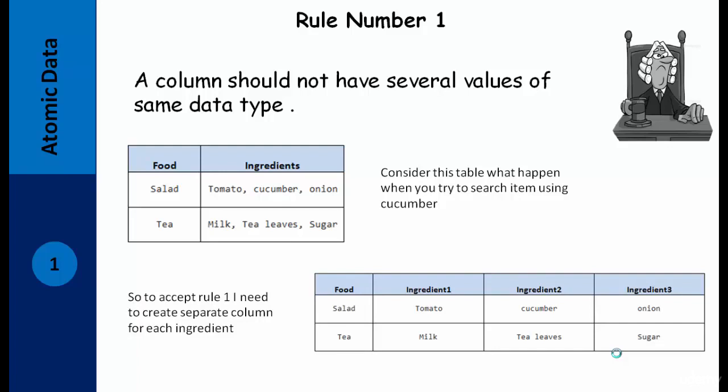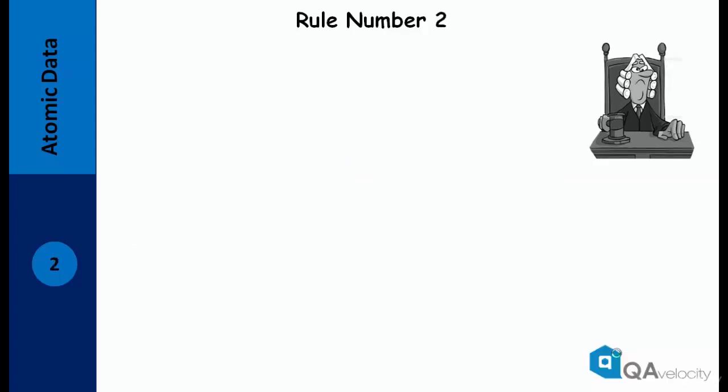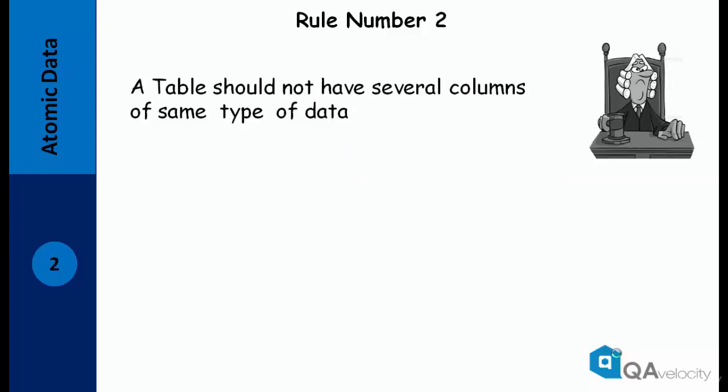Now what we have done is we have segregated the ingredients column into ingredient 1, 2 and 3. So now, as per rule 1, our table is atomic enough. Now let's talk about the second rule of atomicity.